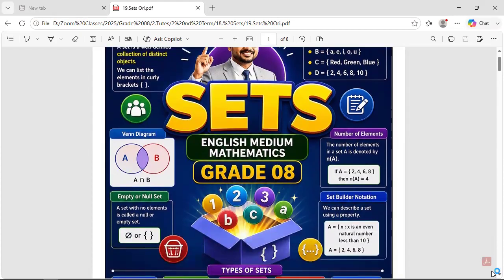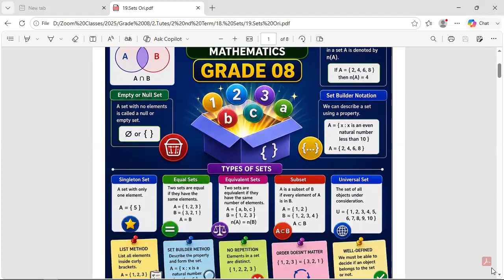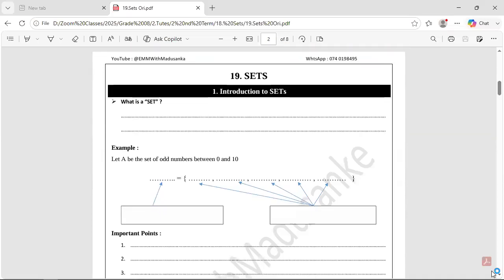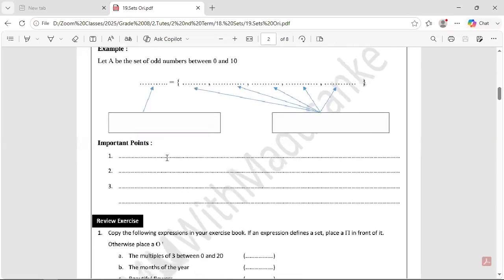This is the thing that you are going to learn. In your grade, you are not going to learn about this Venn diagram thing. The Venn diagram comes in grade 9. So we have done the important points.